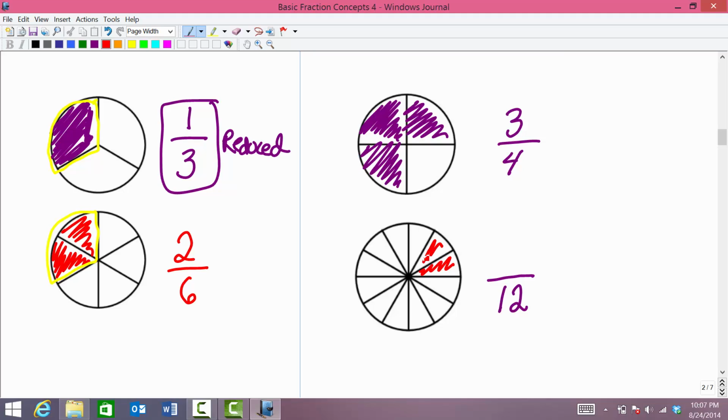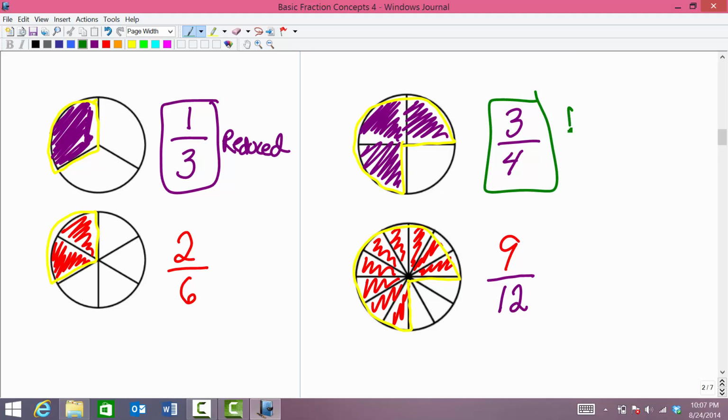So I'd shade 1, 2, 3, 4, 5, 6, 7, 8, 9. So it looks like I would have to shade 9 of those 12 pieces to represent the same value as 3/4. We can see that both of them have the same exact portion shaded. Just one has more pieces than the other. The top fraction would be considered the reduced version of those two values.